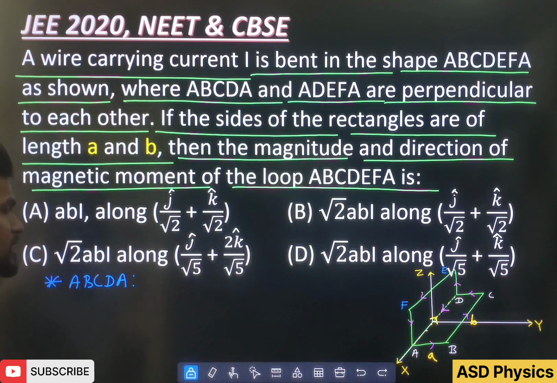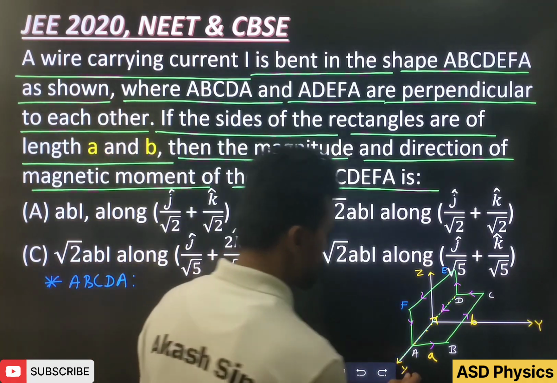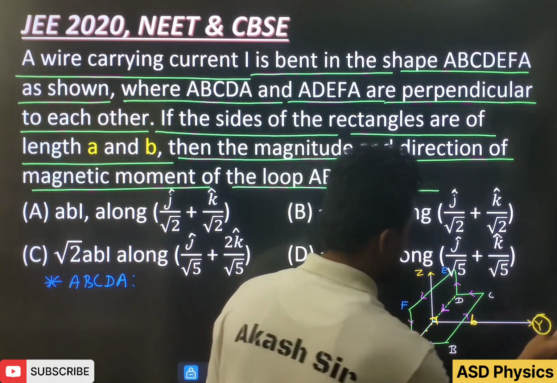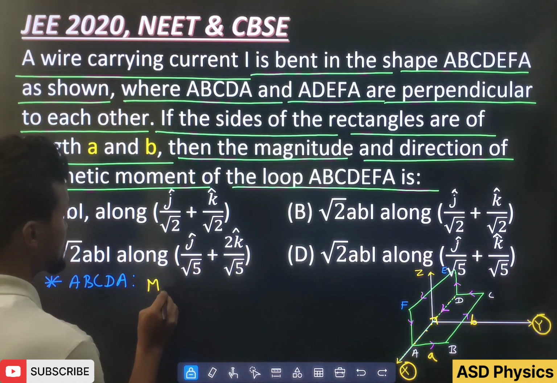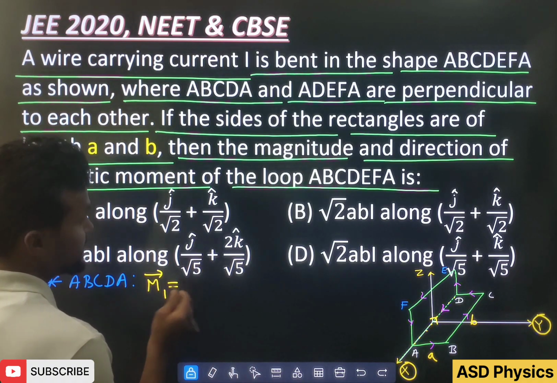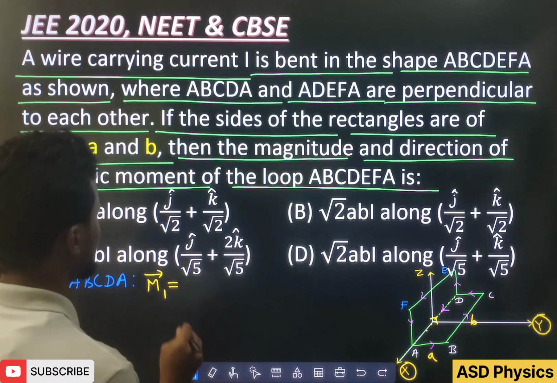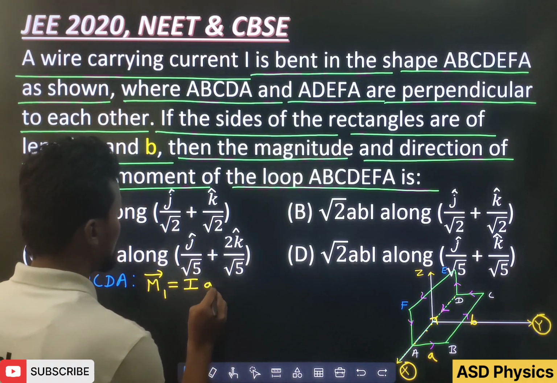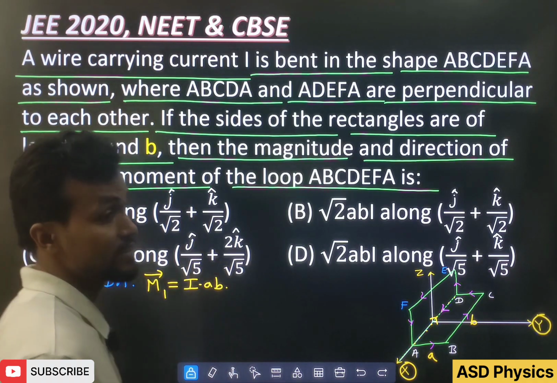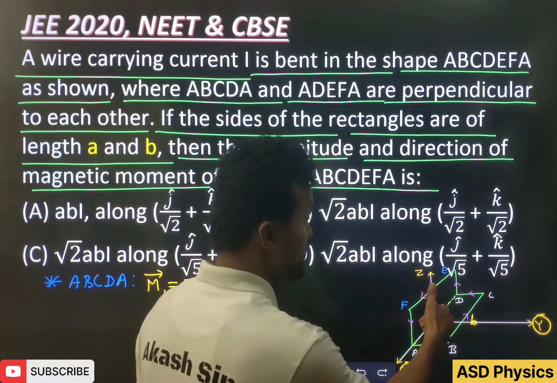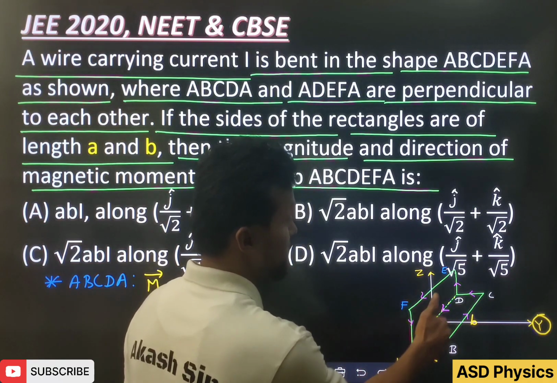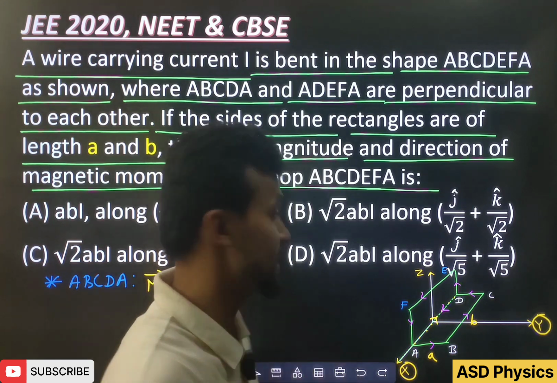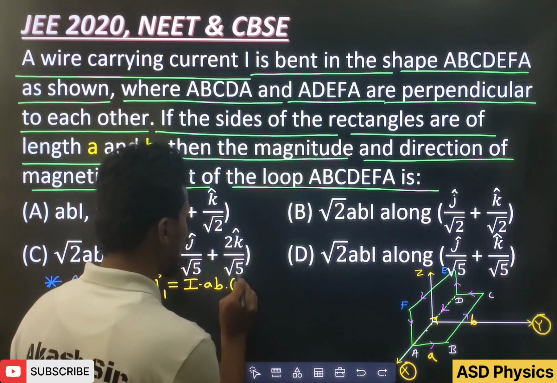So now if we talk about ABCDA, in which plane? XY plane is there. So what is the magnetic moment? First one I am writing here. The current I is flowing here. Area is AB. Direction: put your fingers along the current. That means curl fingers from X to Y, the thumb is going along which direction? Z direction. So this will become K cap.